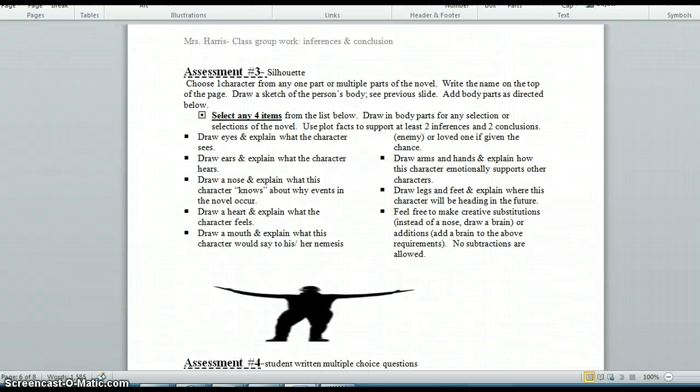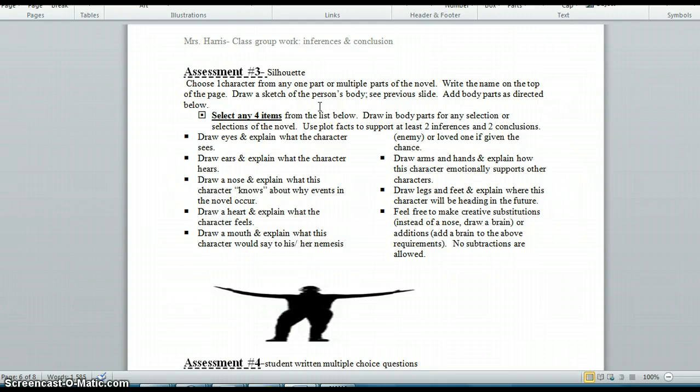Assessment 3, I love this. This is creative. Please don't ask me if you have to do all of this. No. Select any 4 items. Choose 1 character from any one part of the novel or multiple parts of the novel. Don't tell me where you got it from, because this kind of is the character throughout the novel. So I don't need to know what chapter or what parts of the novel.